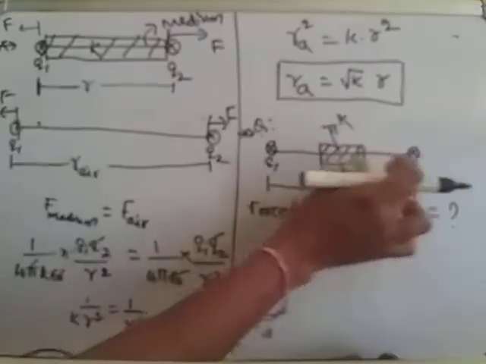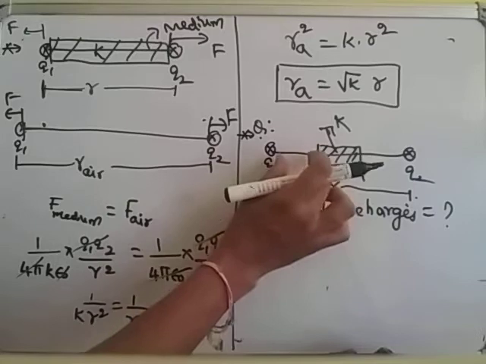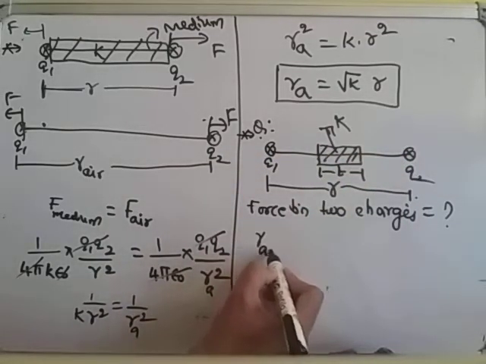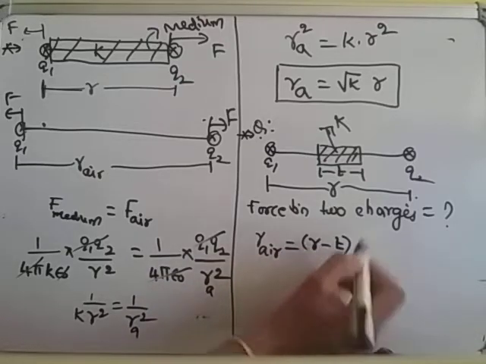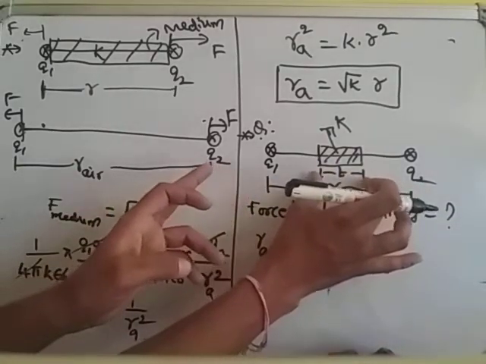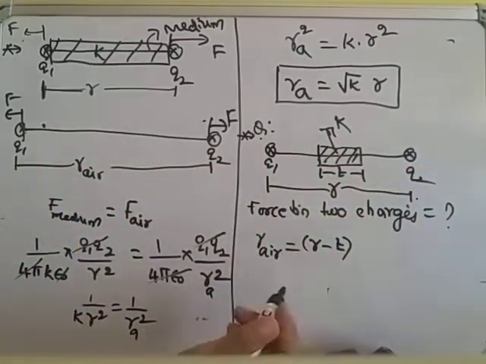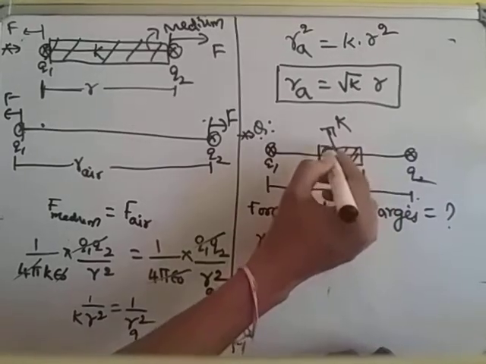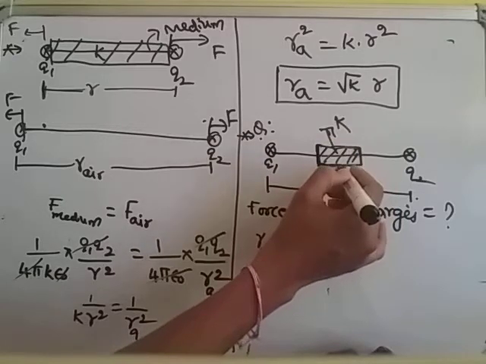How do we find the equivalent separation in the air? This is air, and this is a glass slab, a dielectric slab. In air, the distance is already appearing as the equivalent distance. For that, r minus t is already in the air. From the total r, you remove the dielectric slab thickness and we get the distance that is in the air.